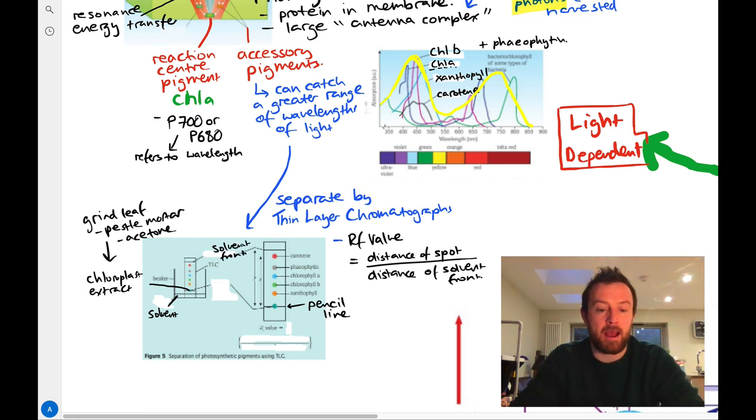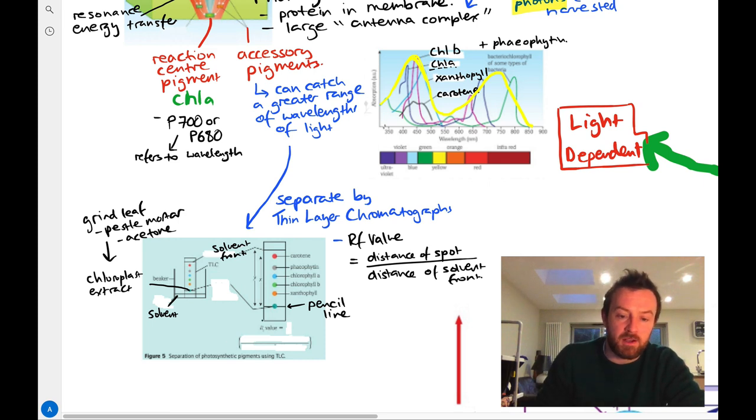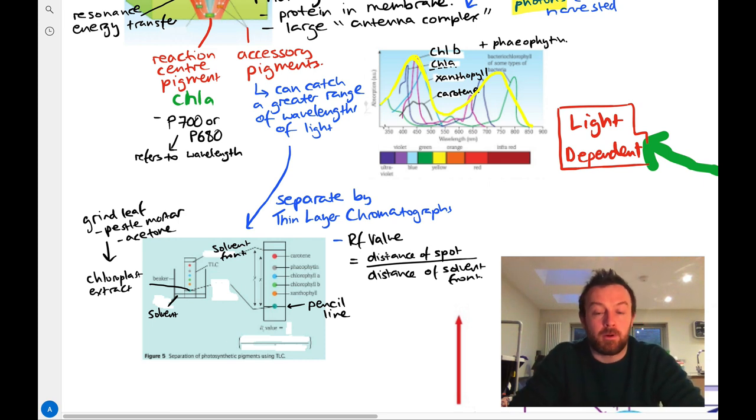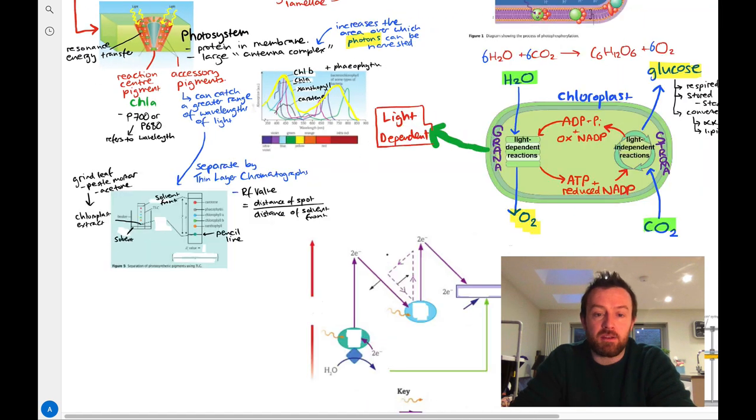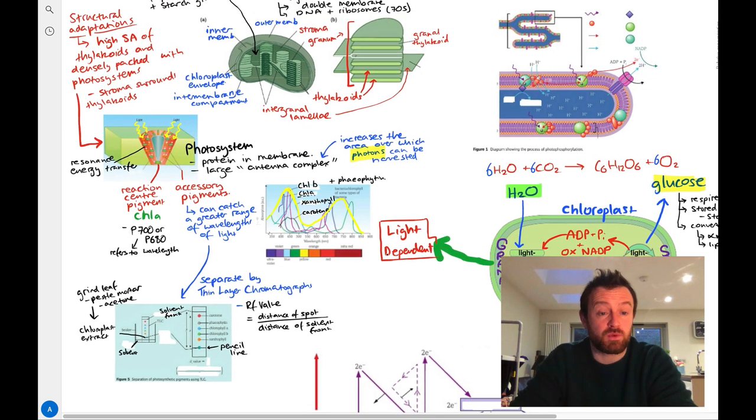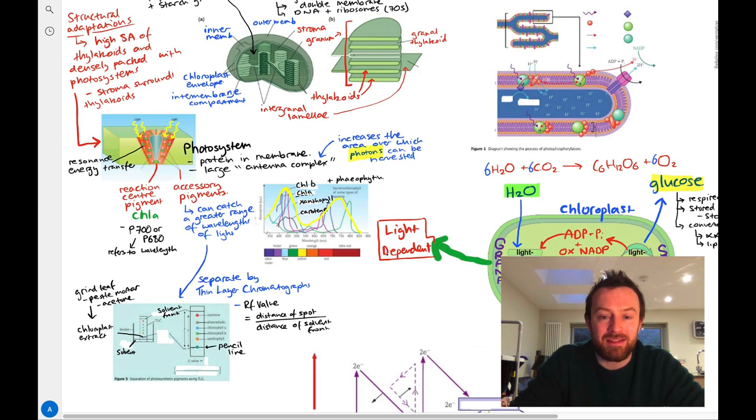Okay, so just a quick recap on chromatography. This bit down here is just what I already wrote over there. Okay, so that's the structure of the chloroplast and stuff about the photosystems, which remember are proteins embedded in the thylakoid membranes.